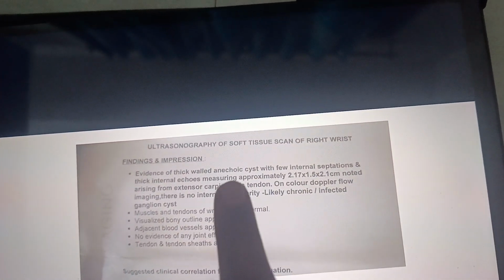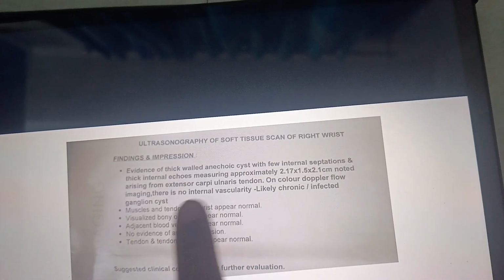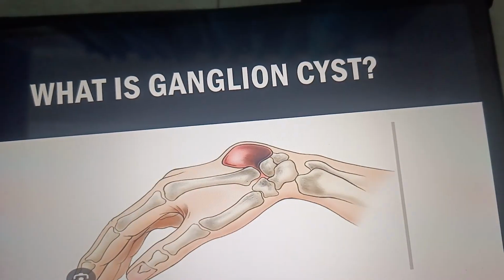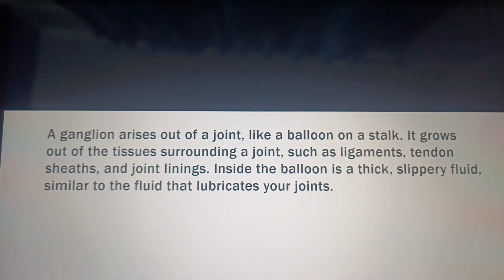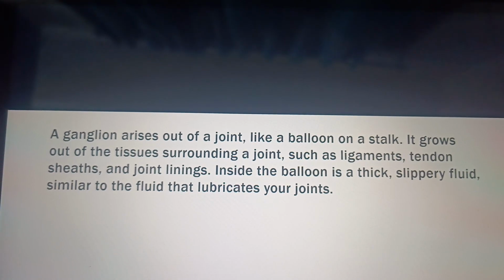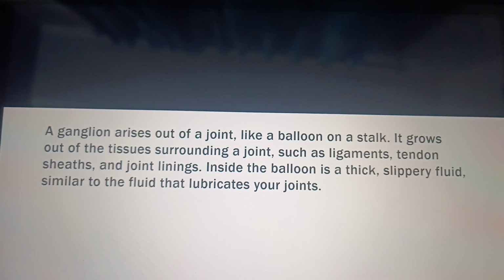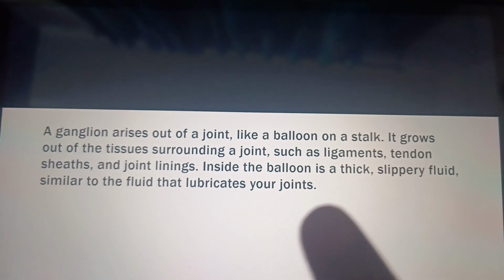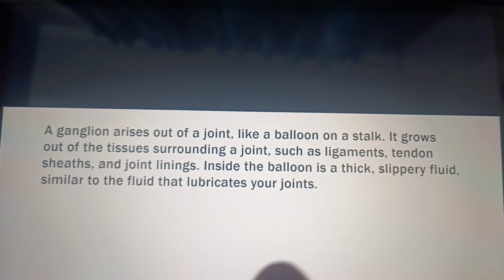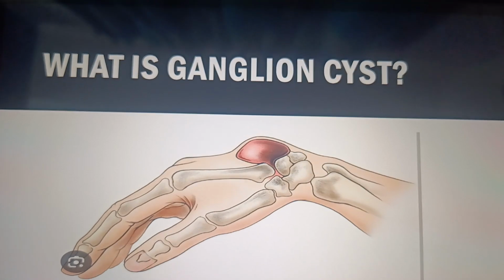So we sent the patient for ultrasound, and the ultrasound report suggested an infected ganglion cyst. So what is a ganglion cyst? Basically, a ganglion arises out of a joint like a balloon on a stalk. It grows out of the tissue surrounding a joint, such as ligaments, tendon sheath and joint linings. Inside the balloon is a thick slippery fluid similar to the fluid that lubricates your joints, which is nothing but synovial fluid.